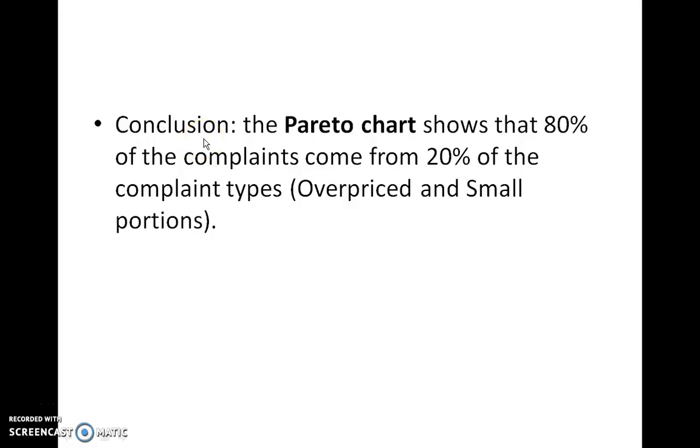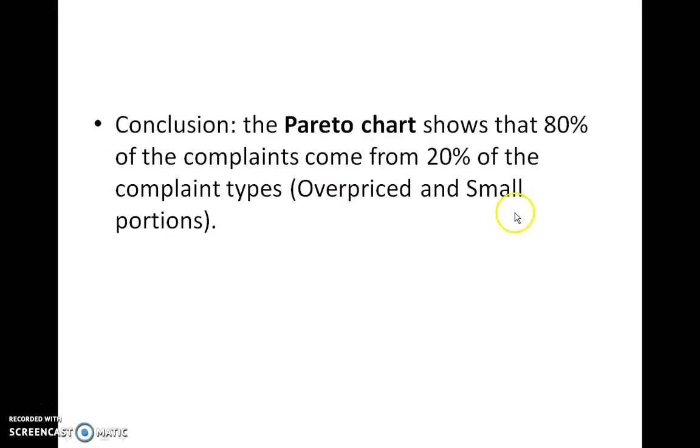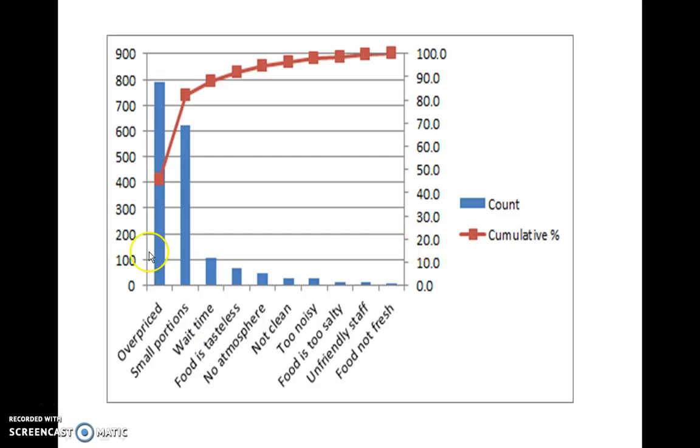By solving this problem, we found that the Pareto chart shows that 80% of the complaints come from 20% of the complaint types. That is very true in this problem also, where it involves overpriced and small portions. These two problems are creating more trouble in the restaurant than all the others.